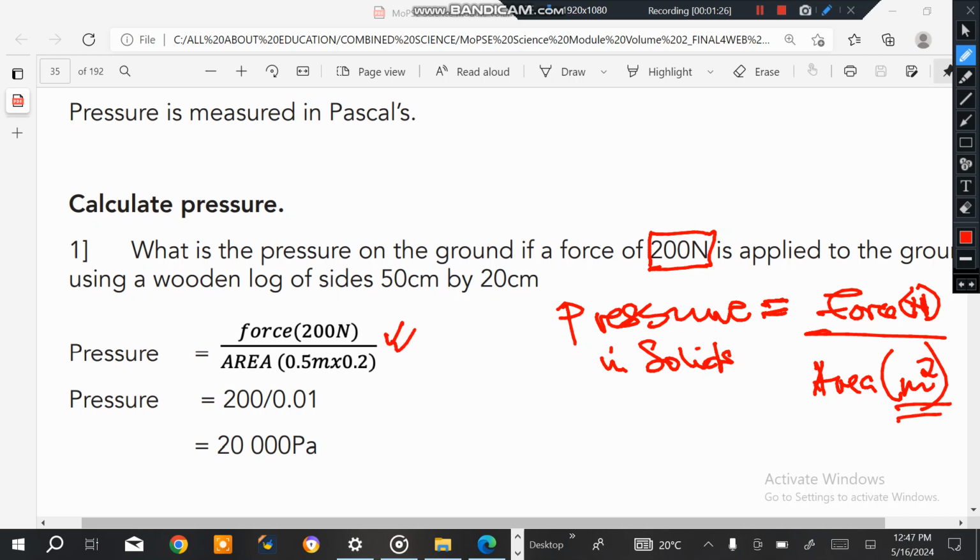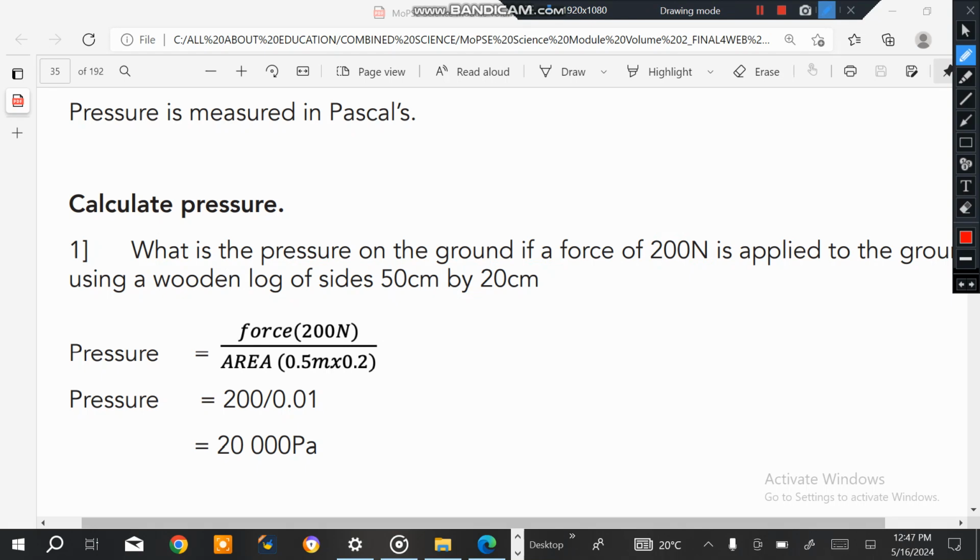But there is a secret when it comes to the area. Area must first of all be converted into meters, and after the conversion we are going to find the area of the wooden log. So what are you going to do? You are going to convert this one into meters and also this one into meters, where we have 50 centimeters here and 20 centimeters here. So you are going to find the area of this one.